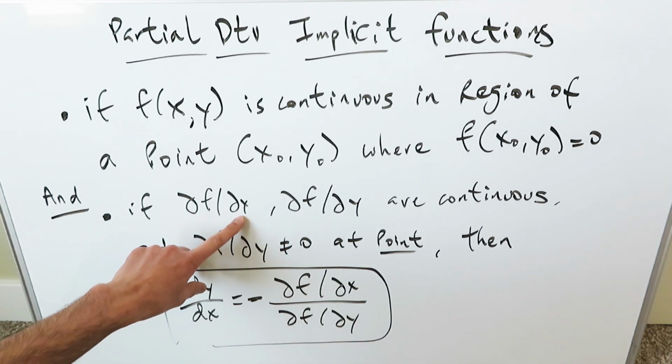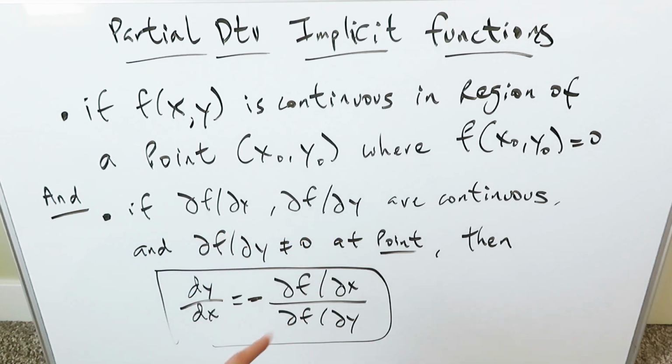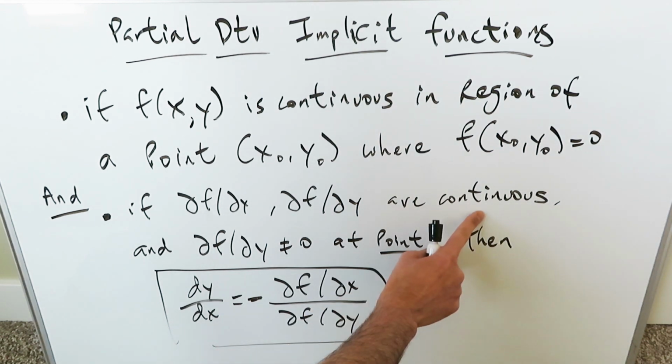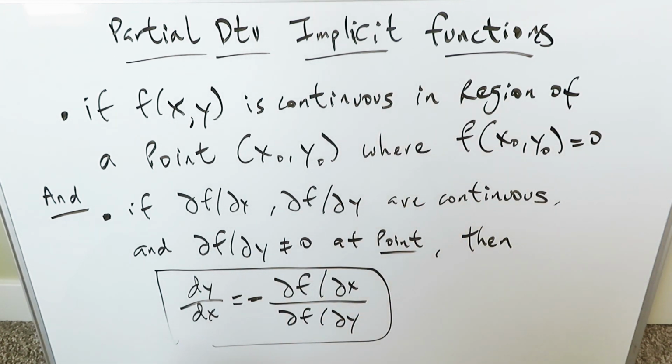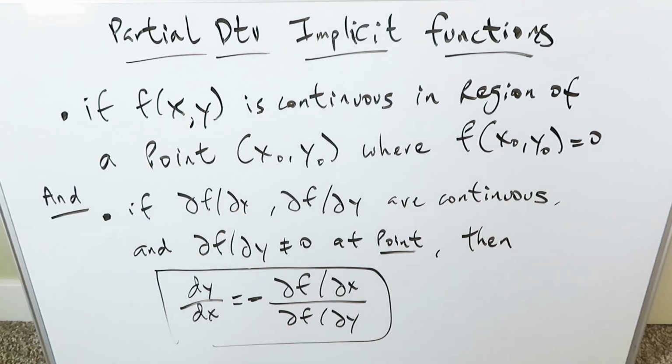You have a partial derivative with respect to the x variable for that function and a partial derivative with respect to the y variable of that function. They are also continuous in that region of that point. But this derivative with respect to y in that function is not equal to 0 at this point. Then this relationship develops. You have 2 points. If they hold true, this relationship comes about.